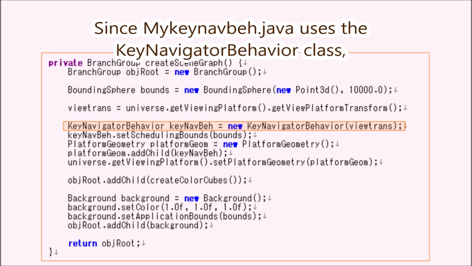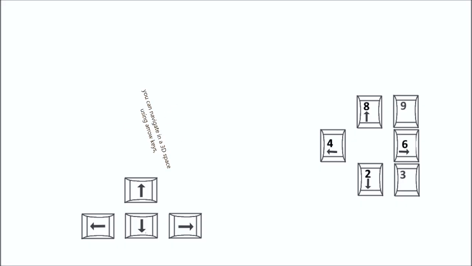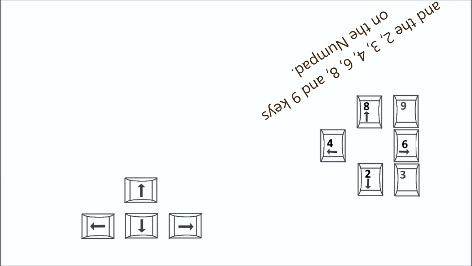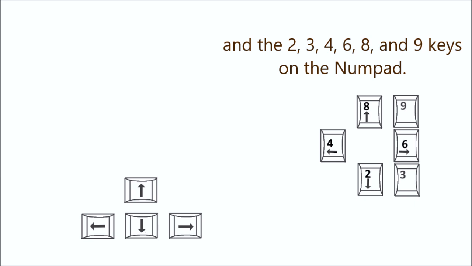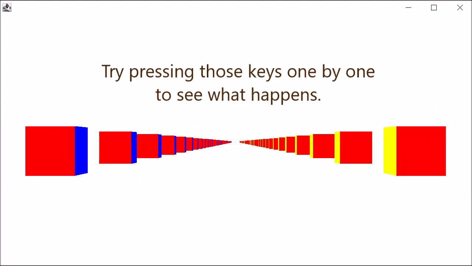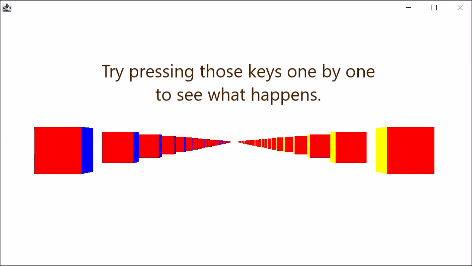Since vecmath.jar uses the KeyNavigatorBehavior class, you can navigate in a 3D space using arrow keys, and the 2, 3, 4, 6, 8, and 9 keys on the numpad. Try pressing those keys one by one to see what happens.